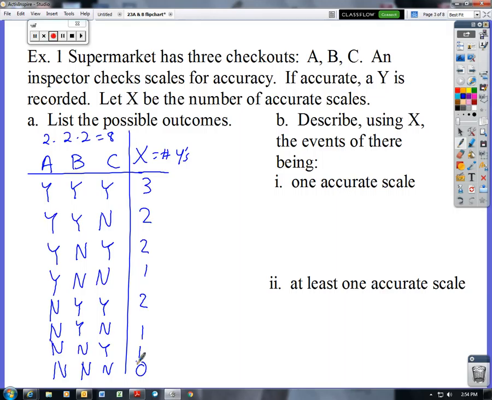Describe using X the event of there being 1 accurate scale. You might be thinking, what are they asking for? That's just that if there's 1 accurate scale, then X is going to equal 1. And if there's at least 1 accurate scale, then X could be 1 or 2 or even 3. So that's all they wanted on that one. They didn't even want us to write a probability distribution. Yeah, that makes sense. Okay, that's it for that one.